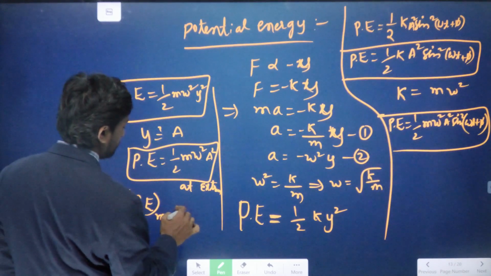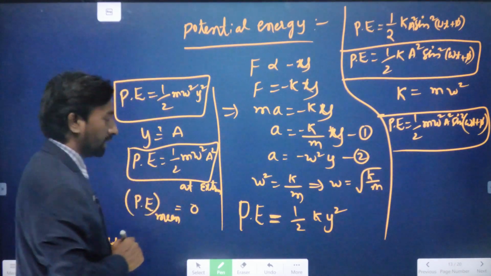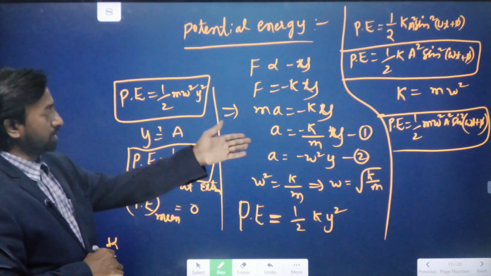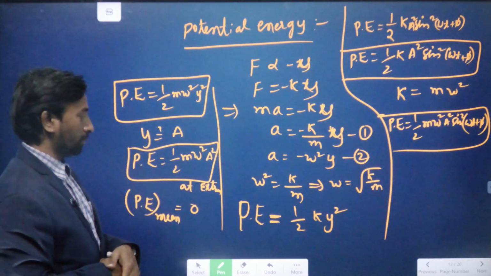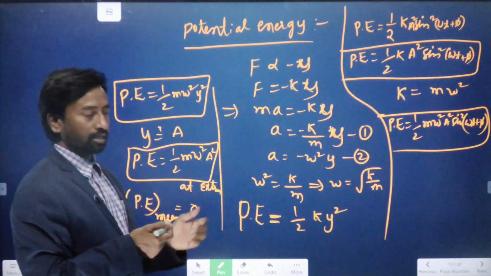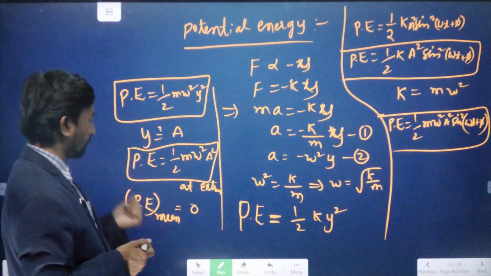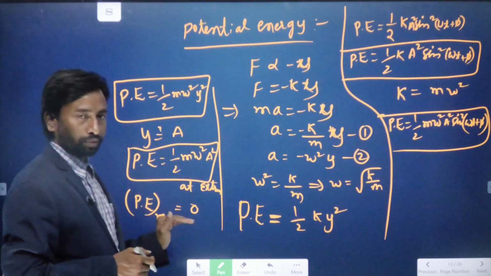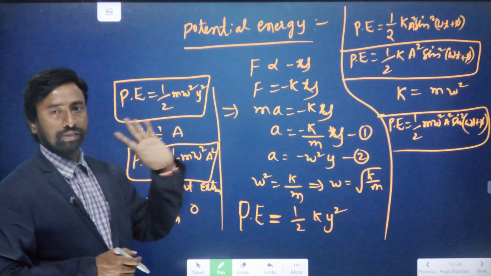Potential energy at the mean position is 0. Why is it 0? Because y is equal to 0. That means there is no displacement, since y is equal to 0 and it is the mean position. So the potential energy will be 0 at the mean position and maximum at the extreme position.